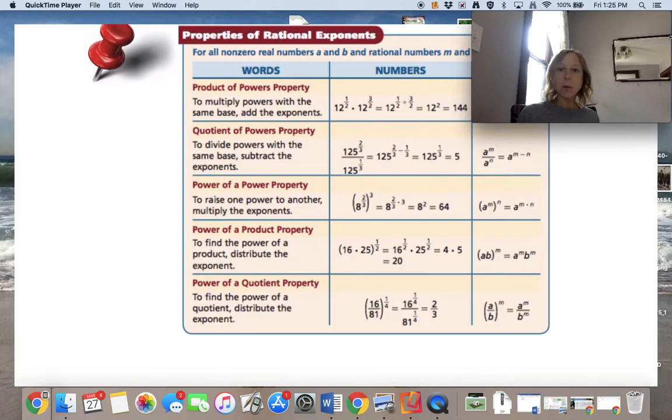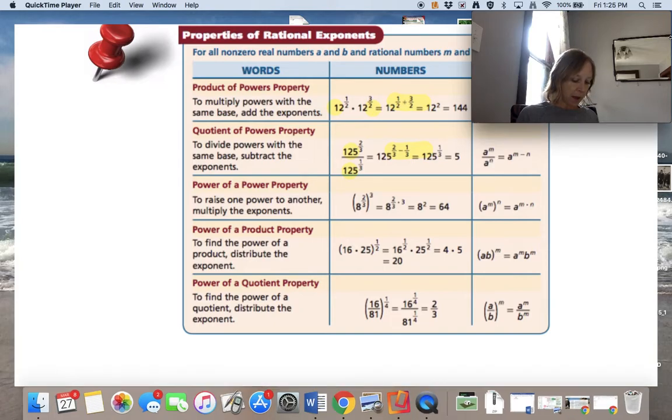All of these properties of exponents that you learned about in middle school, they still hold. The key is still the same, that they have to have the same base. So if I have, right here in that first row, a product of powers, what I can do if they have the same base is I can just add those exponents and then simplify afterward. If I have a quotient, again, same base, I can subtract the exponents, simplify afterward. Power of powers, just like before, multiply your two exponents and simplify when you're done.